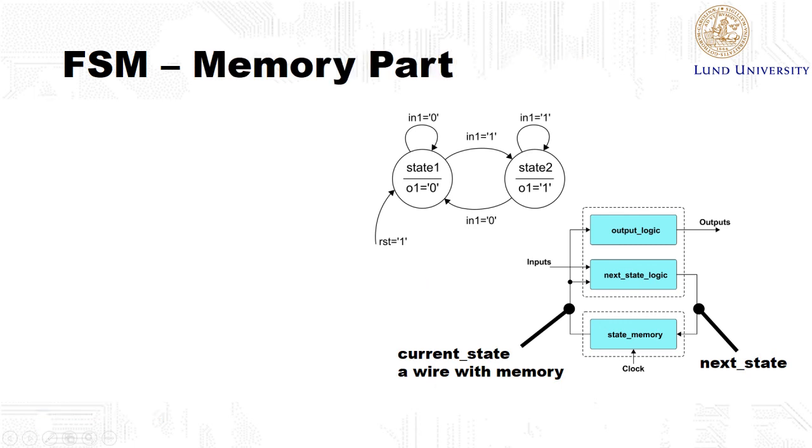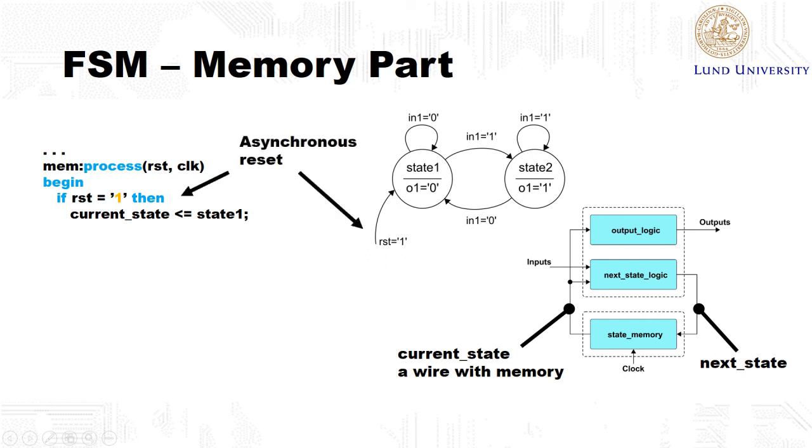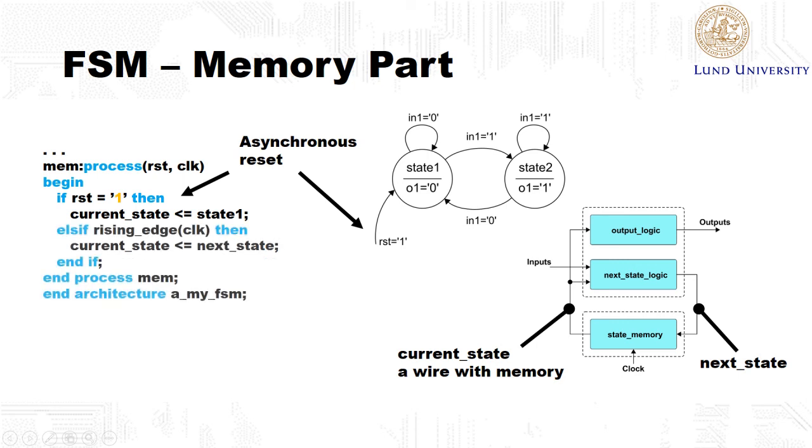Then we will describe the memory part of our finite state machine. This we can also do with a process. This process should be activated whenever the reset signal changes or when the clock changes. Here we have decided on an asynchronous reset. First we check if the signal RST is equal to 1. If that is true, we will set the current state to state number 1. Else we will check if it is a rising edge of our clock signal CLK, and then we will update the current state with the value of the next state.